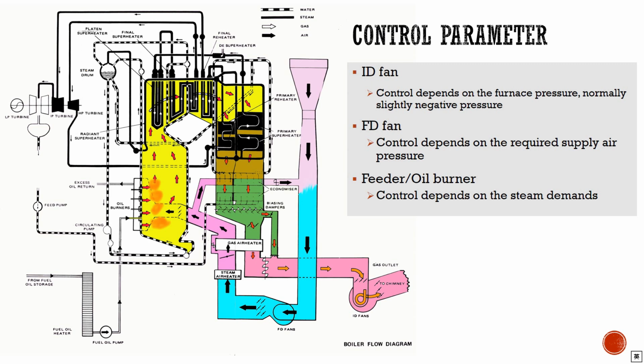So we have a few control parameters here: the ID fan controlling to maintain the furnace slightly negative, and also the FD fan to sustain the supply air pressure, and the feeder speed will depend on the steam demand.